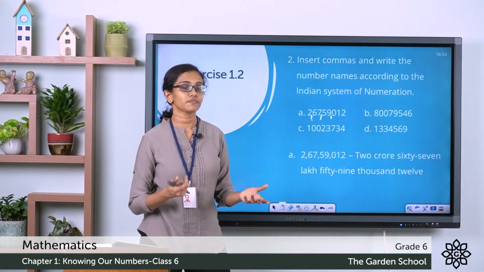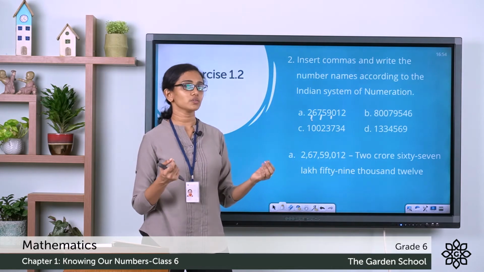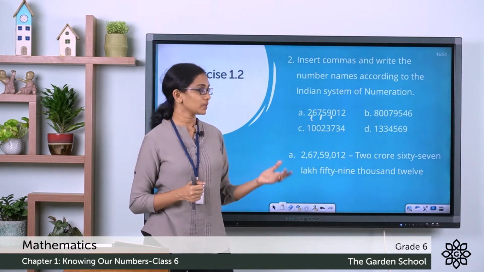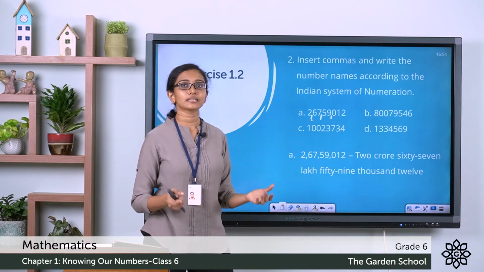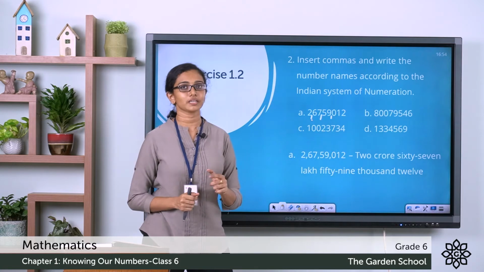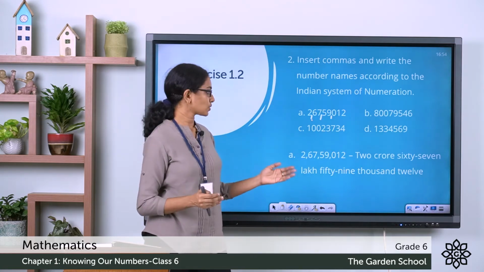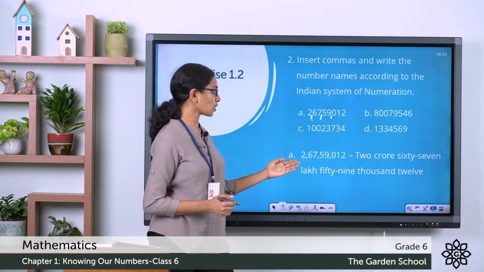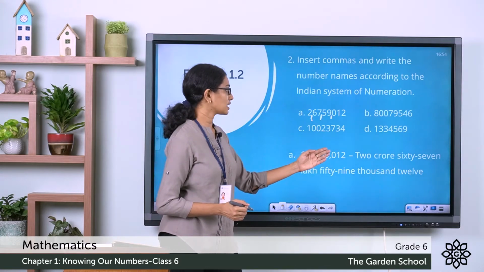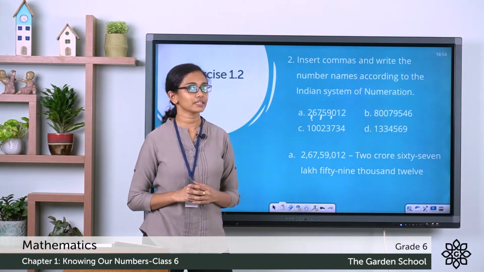Now, what you have to do to write the number name, you need to know how to read that number. And how do we read a number? We read the digits that come under the same period together and the name of the period will be read alongside, right? So how do you read this? It is 2 crore 67 lakh 59,012. Hope you are clear with this now.